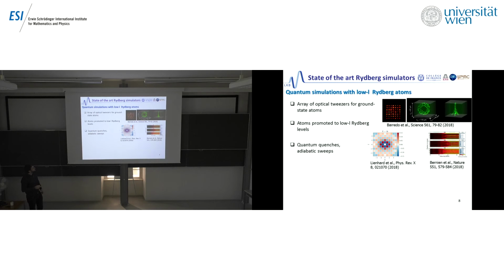momentum states. Okay, and so these Rydberg atoms, they have been used by a few groups now to do quantum simulation. And basically, they use some sort of optical trapping of ground state atoms. And then the atoms are promoted to low angular momentum Rydberg states. So that's the two degrees of freedom of the spin, basically. Ground state is down and Rydberg state is up. And in the groups of Antoine Browaeys or Mikhail Lukin or Immanuel Bloch, they have shown quantum simulations with quantum quenches or adiabatic sweeps, many beautiful physics.